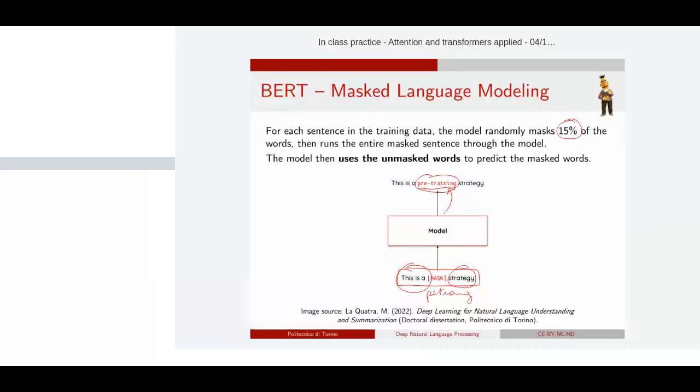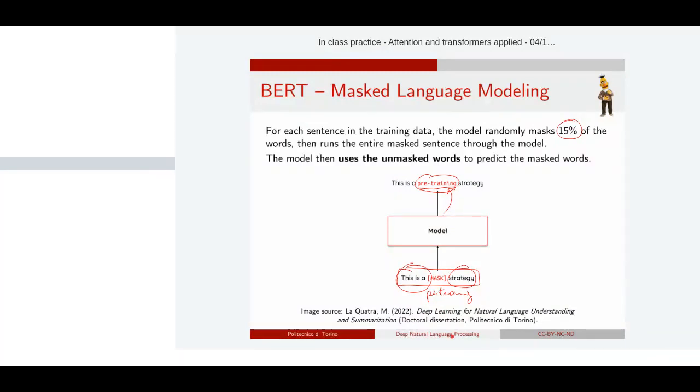So this is the first pre-training strategy. BERT uses two pre-training strategies, and this is the first one: randomly masking 15% of the tokens, always with the same token, mask. And the idea is to predict which is the word that I masked. Is it clear?